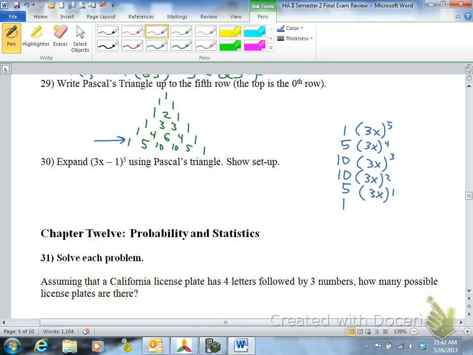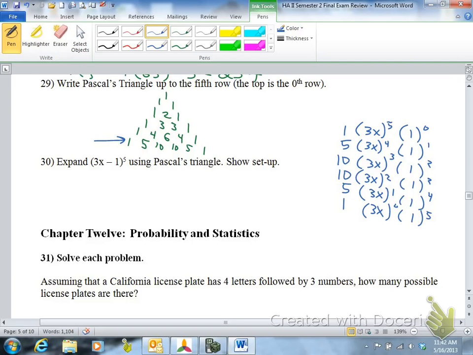Make sure you use parentheses. If a student's going to miss anything about it, they usually miss 3 to the 5th, and they don't actually do 3 to the 5th. They just do 3x to the 5th. And then the 1s are going to start at 0 and go uphill. They don't actually do anything in this case because it's just 1. But I'll show you it all just in case you get one on your exam that isn't a 1 there.